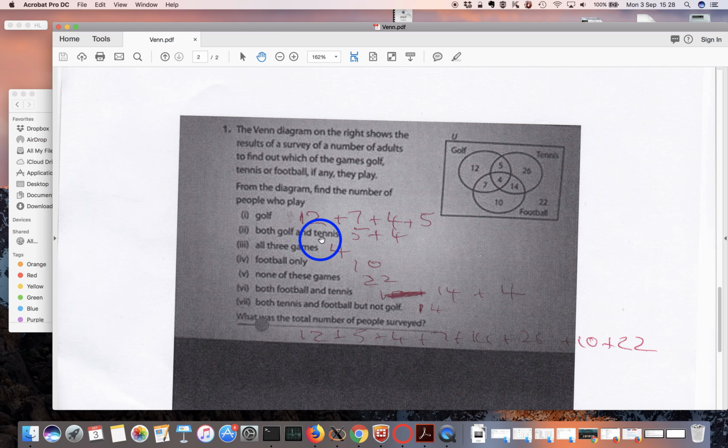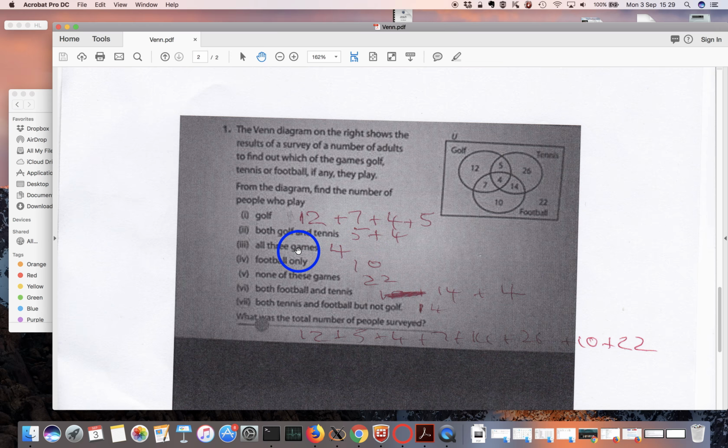Okay, so this is one of these things where you have to be very careful about how precise the question is, because you have to think very carefully: golf and tennis, does that include the people who also play football? And my interpretation of this question is it does.